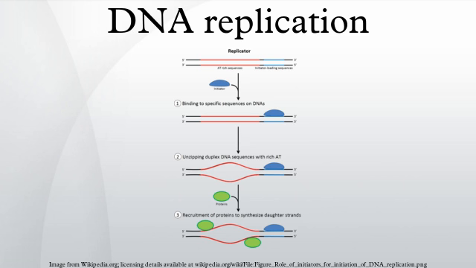Together, these three discrimination steps enable replication fidelity of less than 1 mistake for every 10^9 nucleotides added.